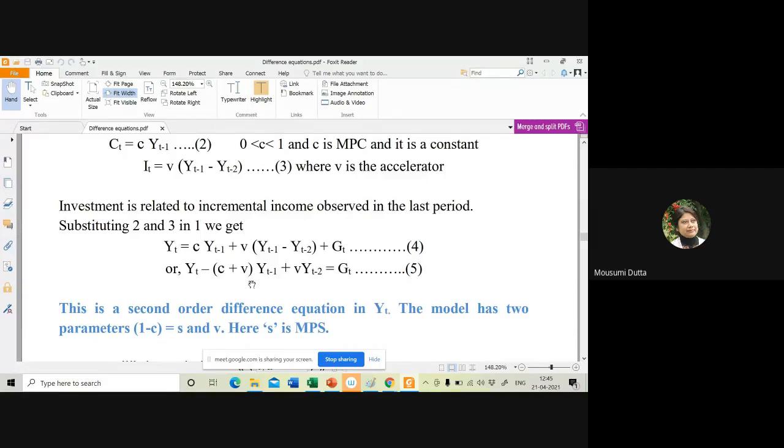Okay. So this is the second order difference equation in YT. Once we understand the structure of the second order difference equation, now you know what you have to do. You need to first find out the PI, YE, the equilibrium income. After that, we will consider the hat operation, and we will derive the characteristic equation for this second order difference equation.